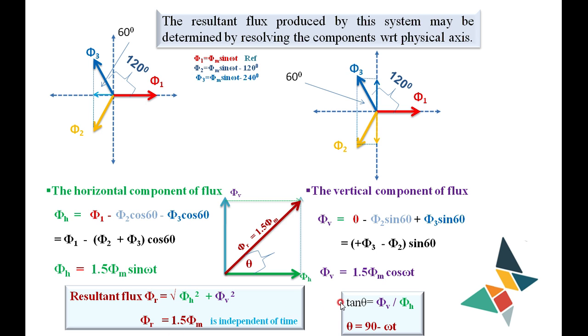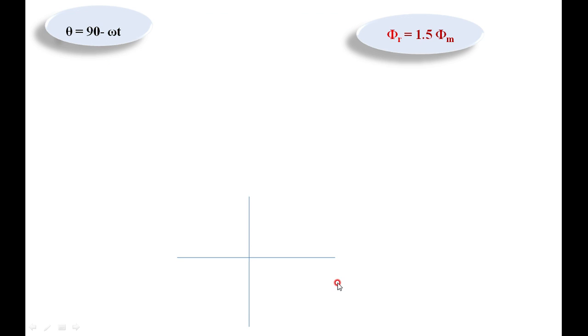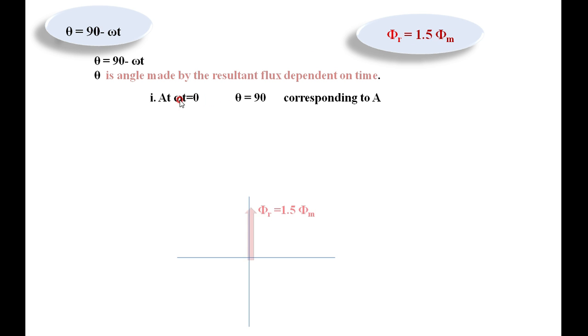You have to take these two and see how a rotating magnetic field is produced here. You get theta equal to 90 minus omega t, phi r equal to 1.5 phi m. Then you have to consider different instants of time. When omega t is equal to 0, what is the resultant flux? The resultant makes an angle theta equal to 90. The resultant flux is 1.5 phi m. This is the 0 axis, that is 0 degree. Theta equal to 90 you take as a positive value, in the anti-clockwise direction. This phi r is 1.5 phi m.